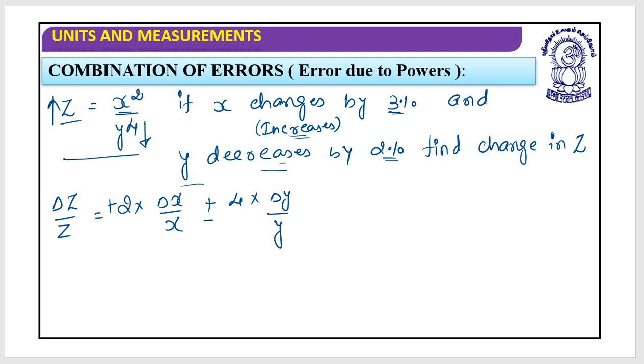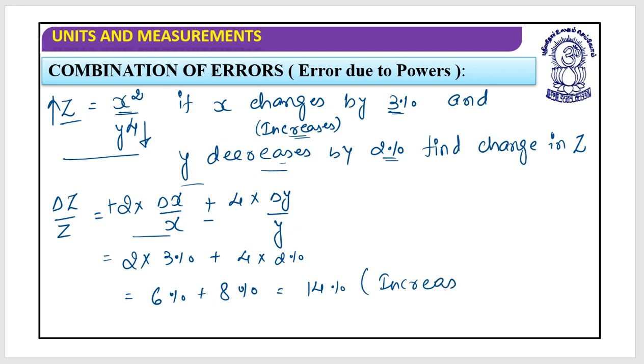So please mind well, you need to apply simple mathematics because these are the questions of the changes, not the errors. While we are using the relation of the errors, we need to apply simple mathematics when the question is of change. So here it is twice of delta x by x plus 4 times of delta y by y. So this is 2 into 3 percentage plus 4 into 2 percentage. So this is equal to 6 percentage plus 8 percentage, and this is equal to 14 percentage. It will increase by 14 percentage. This is delta z.